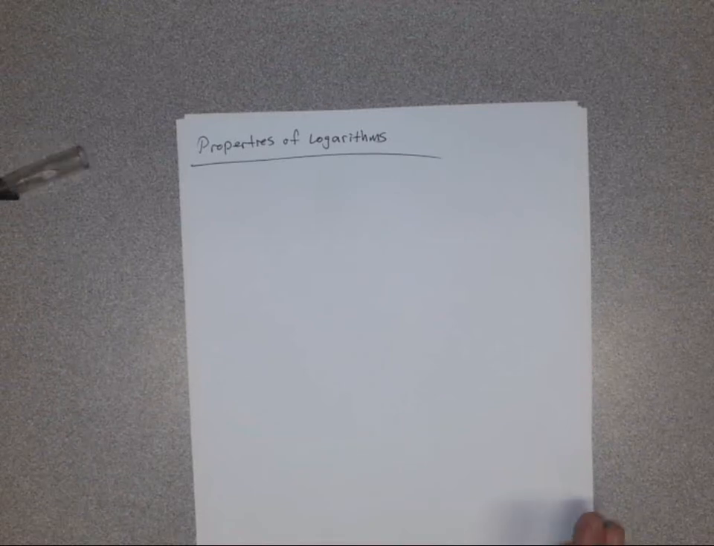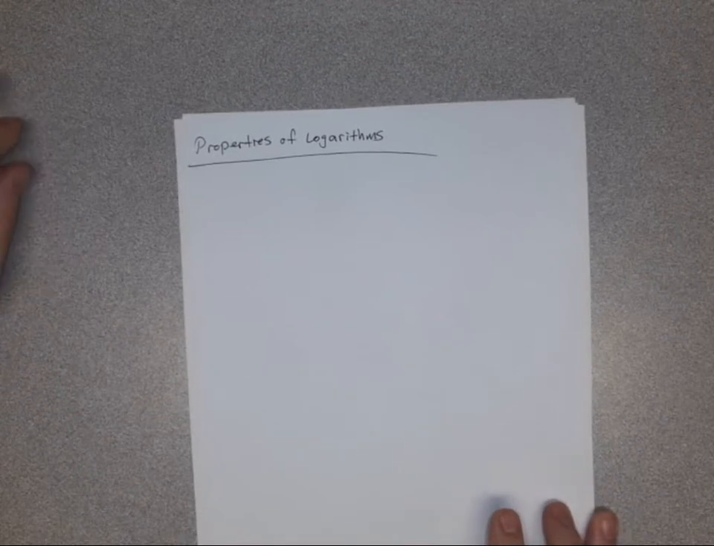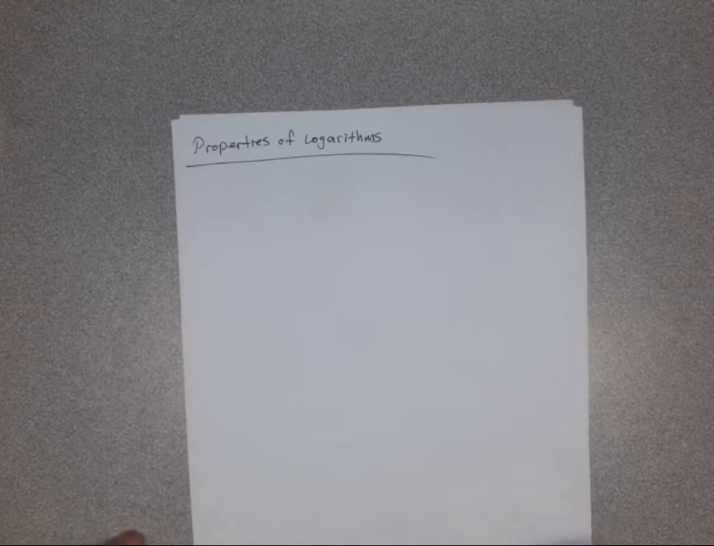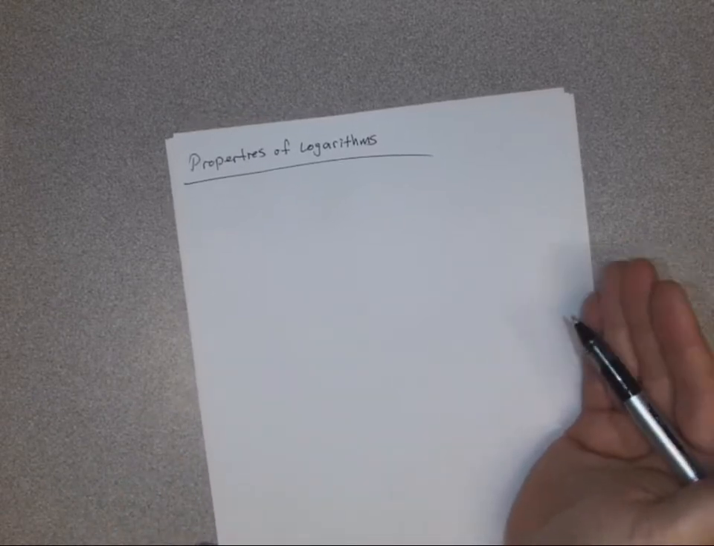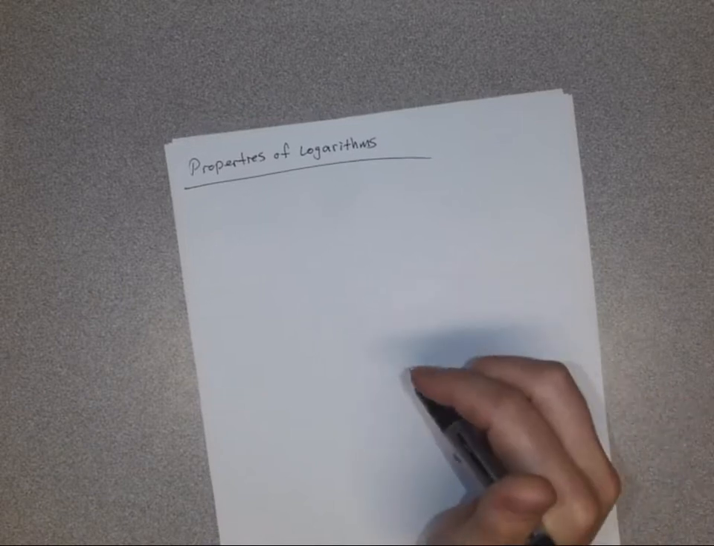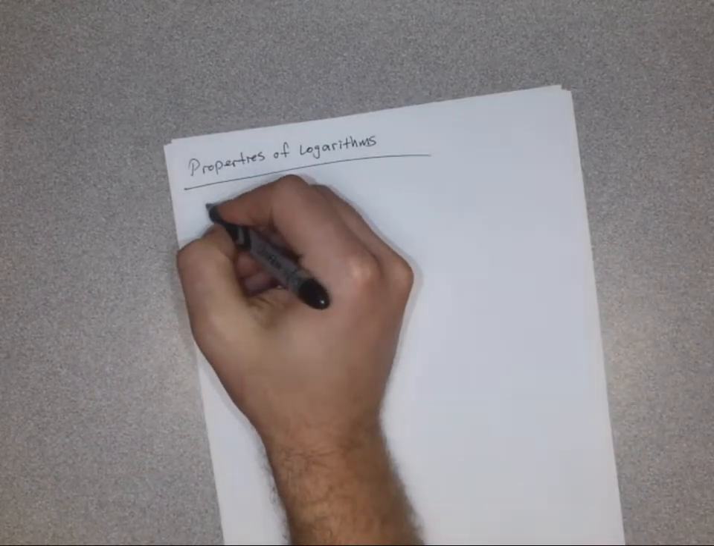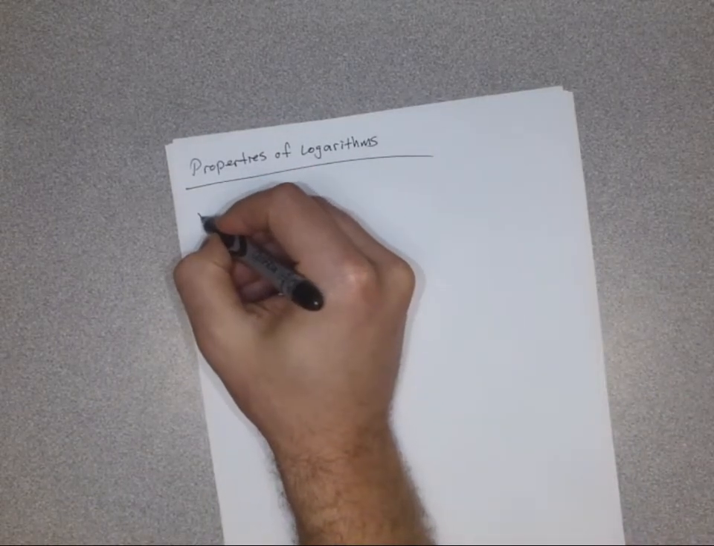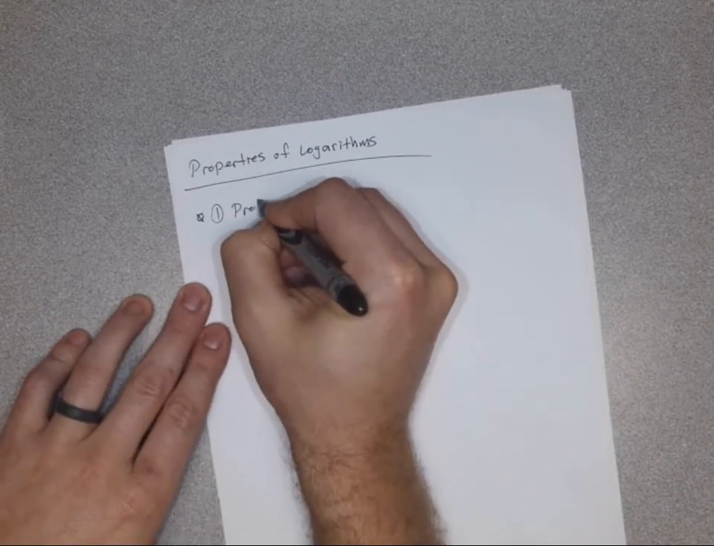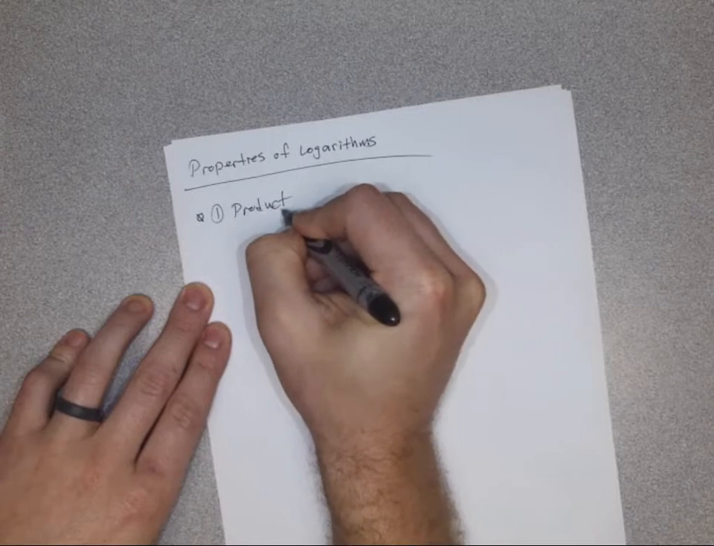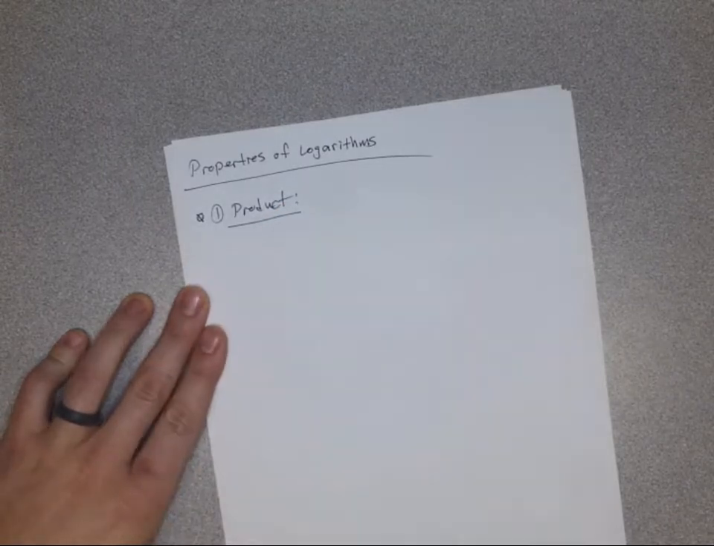So, properties of logarithms. There are three properties that we'll need to know. I'm just going to go ahead and get them all out of the way and present all three of them to you, and then I'll show specific examples of how to work them. So the first one, let's just call it number one, is the product property.